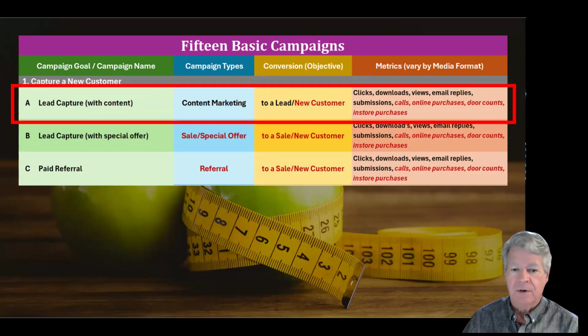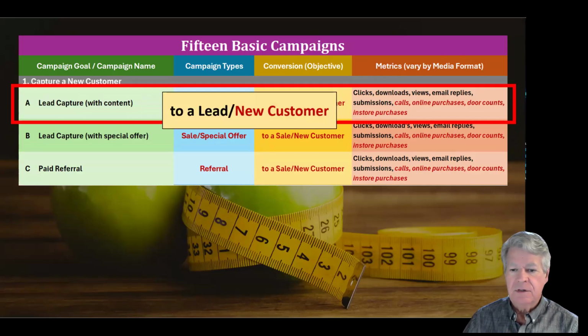This is a content marketing campaign. The conversion is to a lead or a new customer. This is the campaign objective. You should pick only one objective for your campaign. You have 2 objectives or conversions from which to choose: a new lead or a new customer. New customers only works well for retail or similar consumer-facing businesses that don't have a professional sales process. If you have a professional sales process, a new lead is a better objective for you with this particular campaign.